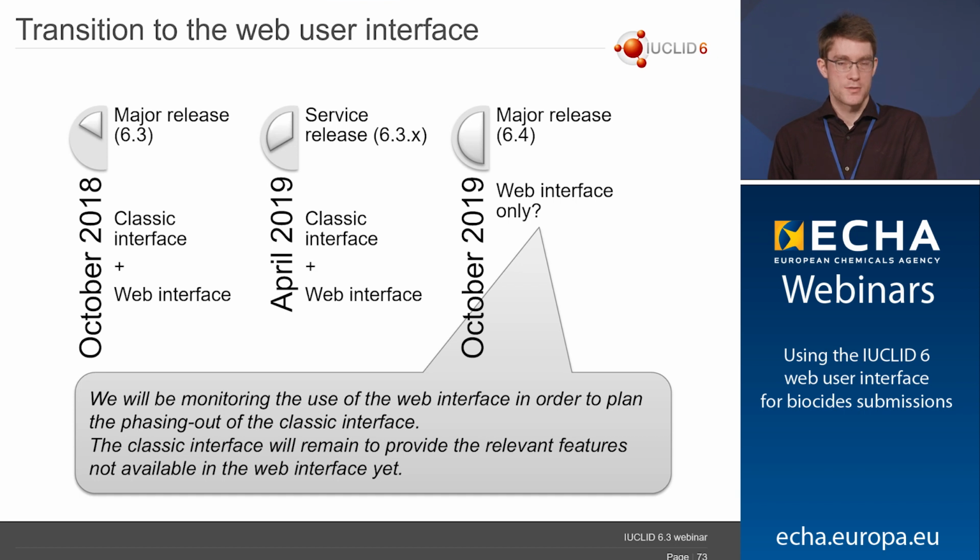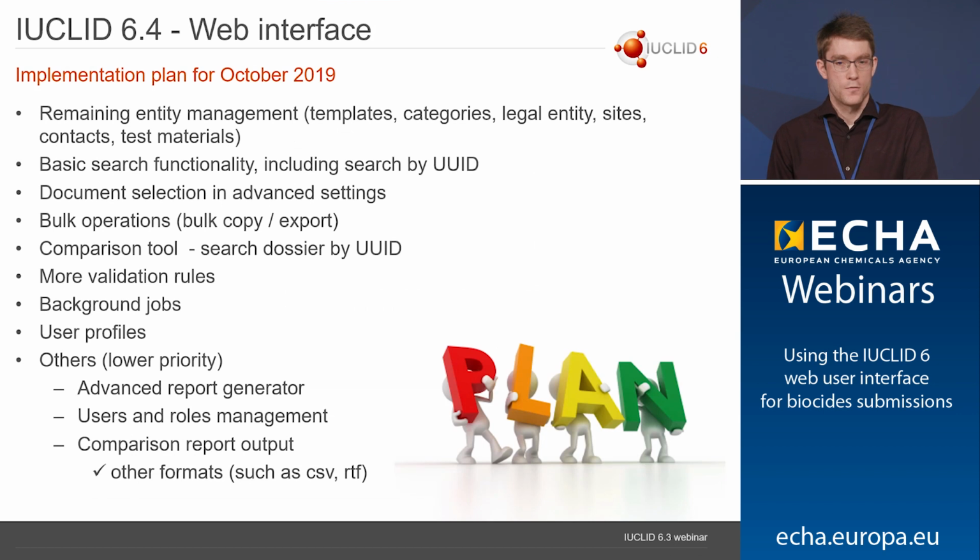And in October 2019, we'll be monitoring the use of the web interface and classic interface and making a decision on how to proceed. In all likelihood, we'll be providing both the classic and the web interface again, but we may only provide the functionalities which are not in the web interface as part of the classic interface. So this will mean that most features in the web interface will be available in 2019 in October. For October 2019, these are the remaining features to be implemented in the web interface.